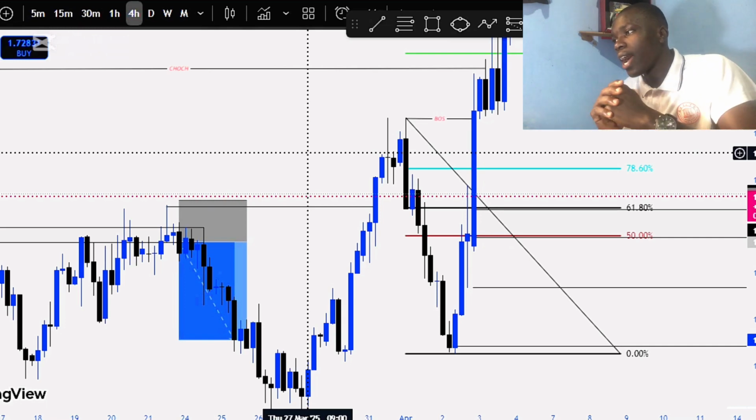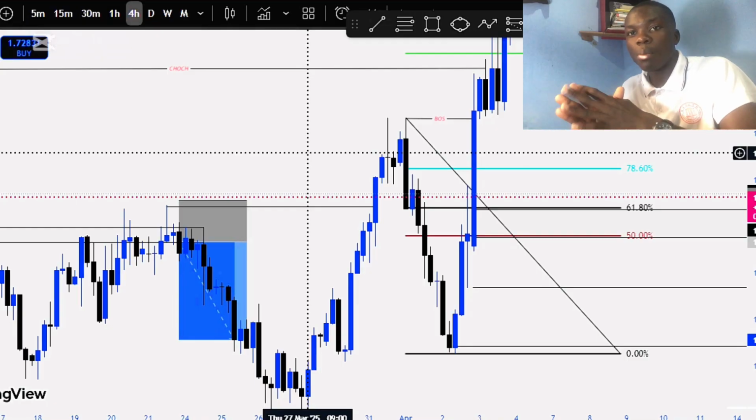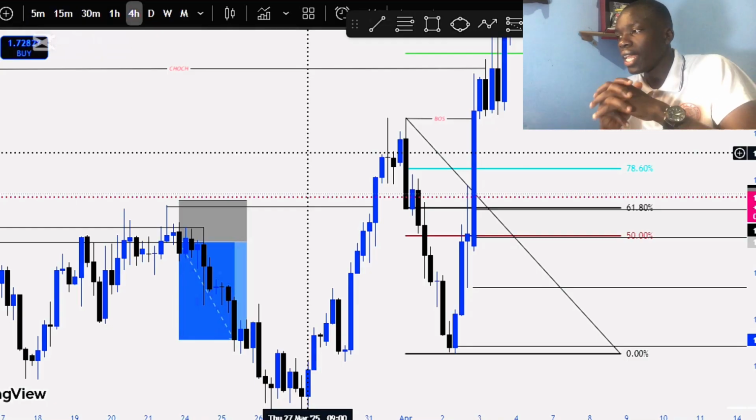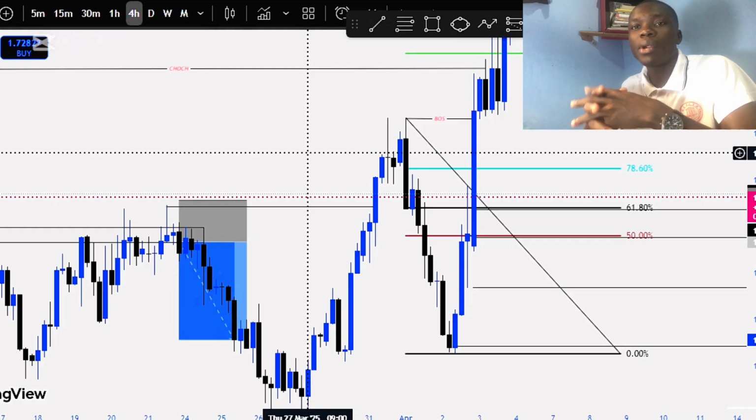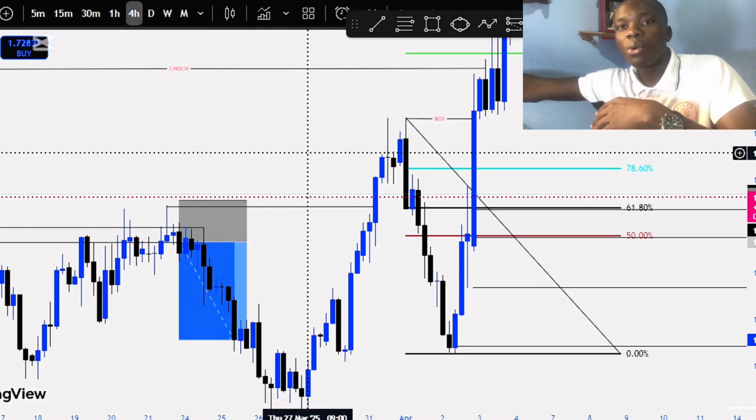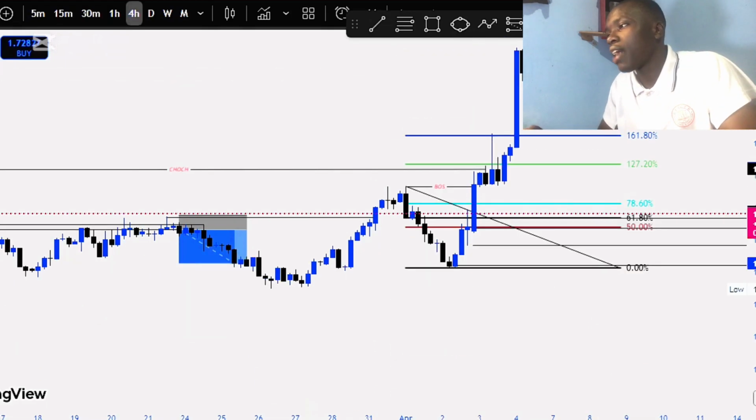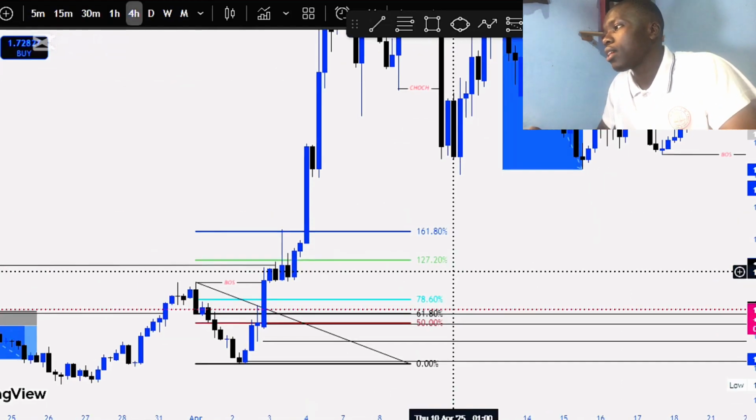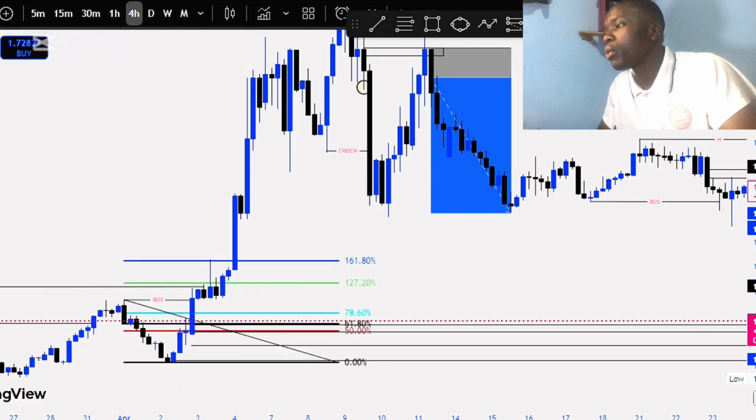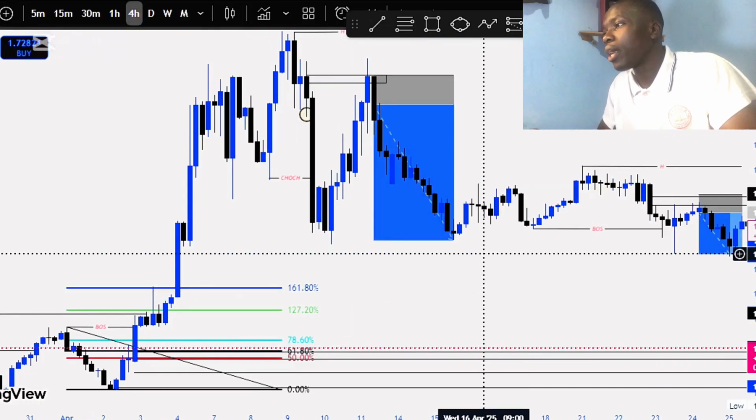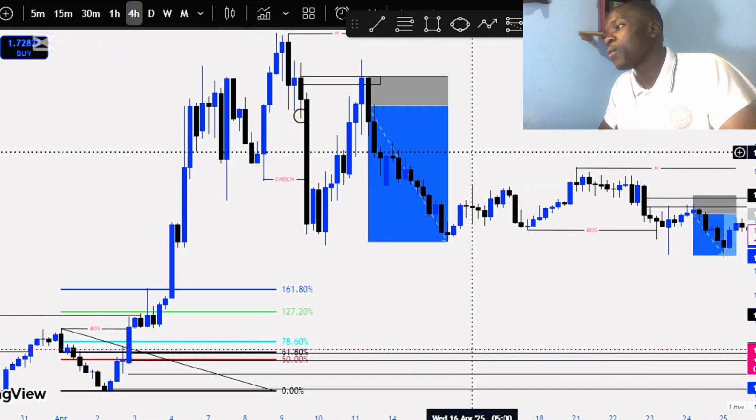Since I have a break of structure now, I'm waiting for the price to tap in. So guess what happened? The price didn't tap in immediately. I was waiting that particular day for the price to tap in, but it didn't. I've been waiting, guys. The price kept pushing up.